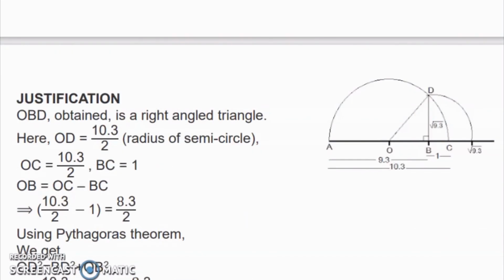So this length BD, this is root of 9.3, and taking this as the radius, we have drawn this arc. So therefore this length from B to this point, this is also root of 9.3.